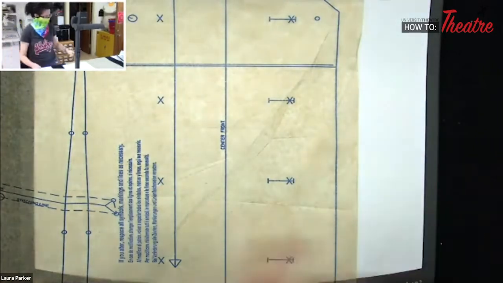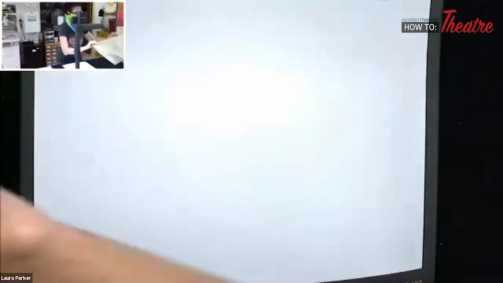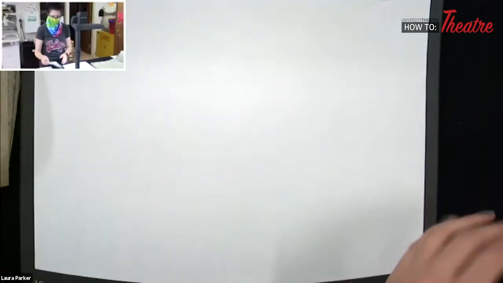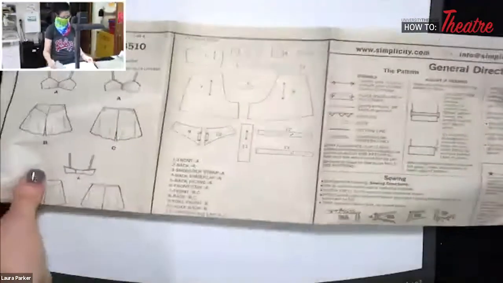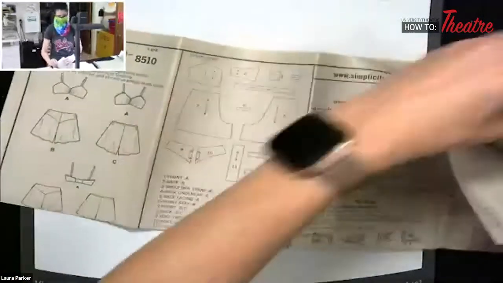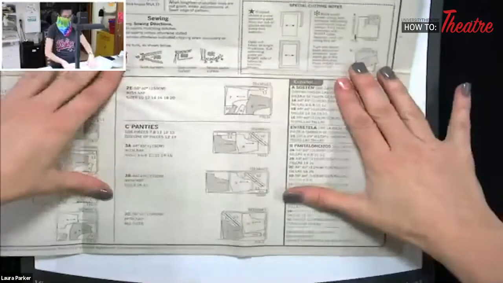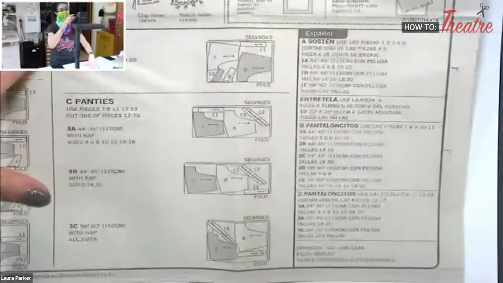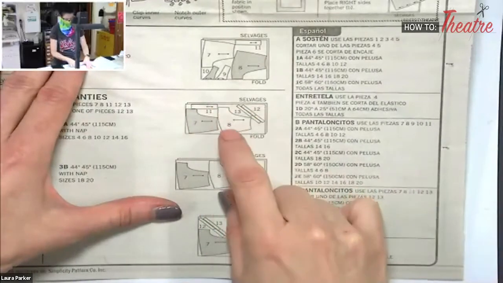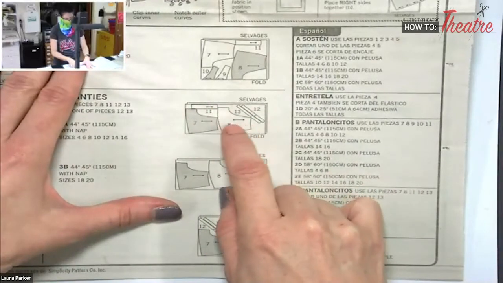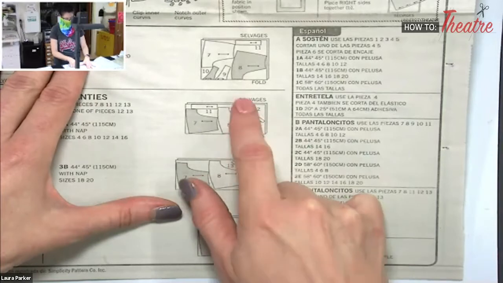Here we go. Another example of when you might need to use the bias. So if we look at this cutting layout here, it's telling us exactly where the selvage is. It's telling us where that grain line goes in relation to the selvage.